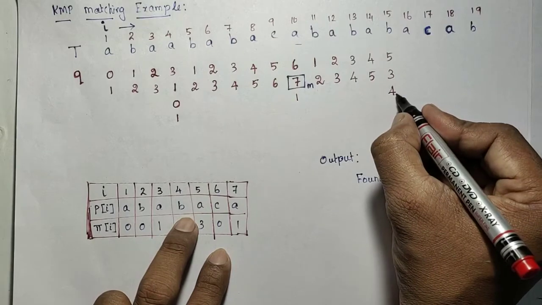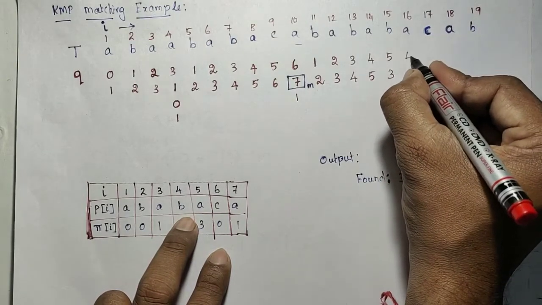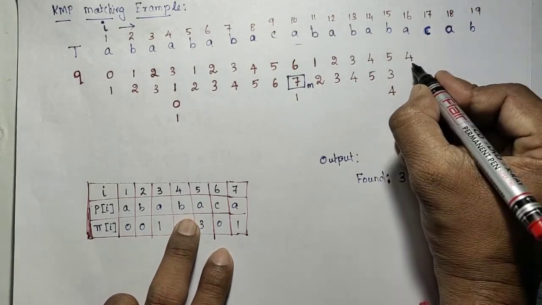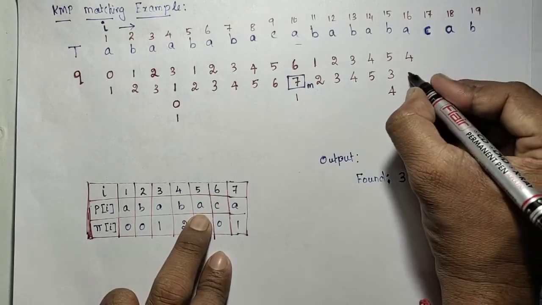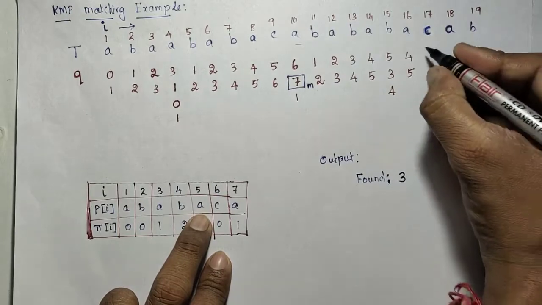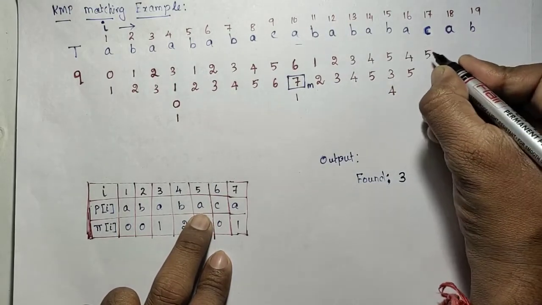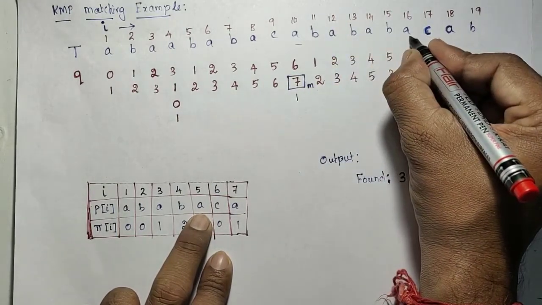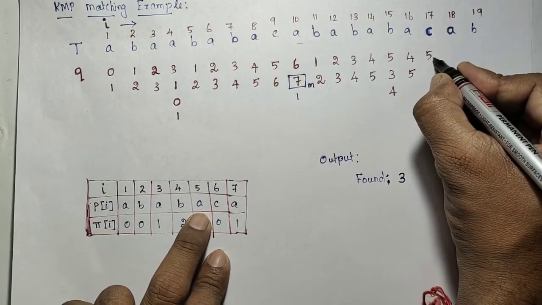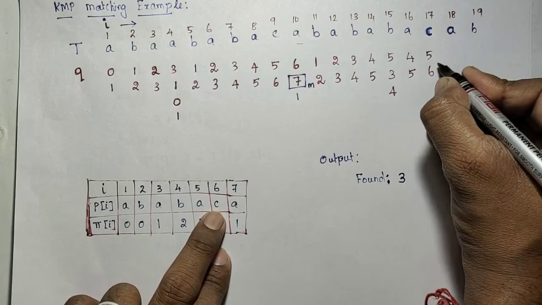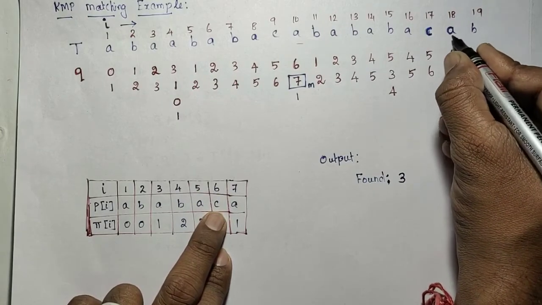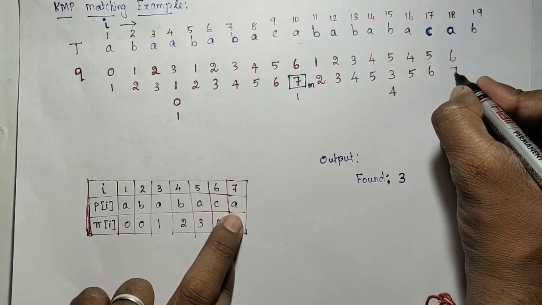Still we have not reached the M at the beginning. Here the Q value will be 4. Fifth character A, here A matching, 5. Again we will go here, 5. So the last 5 characters are matching. 6th character is C, here C matching, 6. 7th character A, here A, it will get incremented.